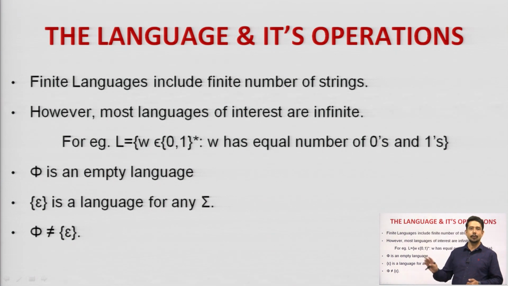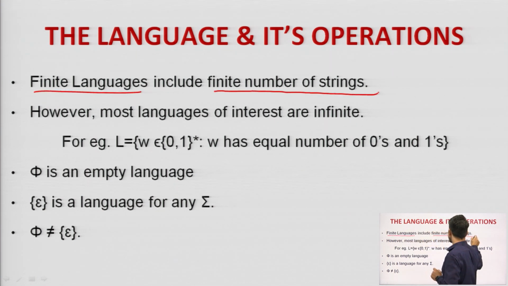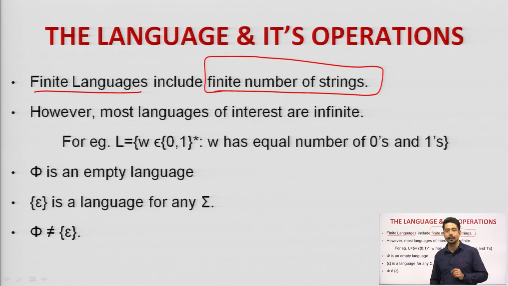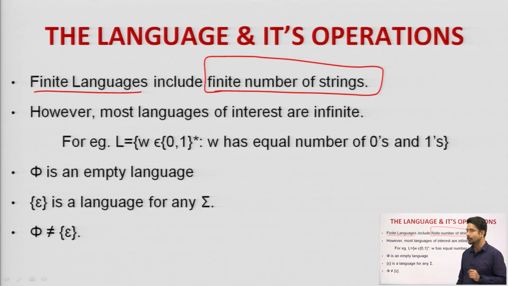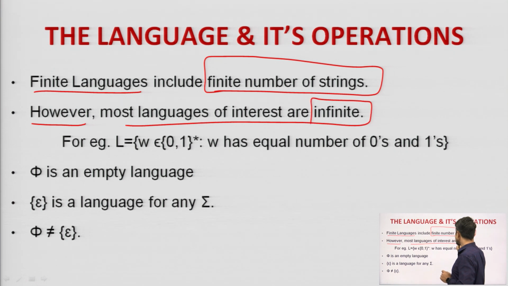Okay. Before going into the operations part, first we should be clear on a few points. The first point is that finite languages include a finite number of strings. This is a very preliminary step which we have already learned in the initial concepts when we were discussing finite automata. The second point is that most languages of interest are infinite, just like the question that we did in the previous video, that length is at least 2. That means, at least 2 means what? Minimum it should be 2, then it can exceed n number of times. So, it would be infinite.